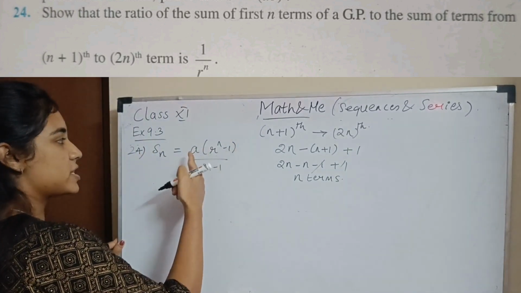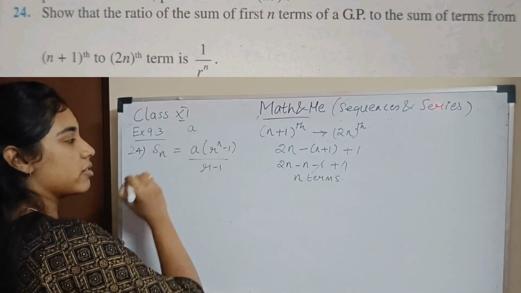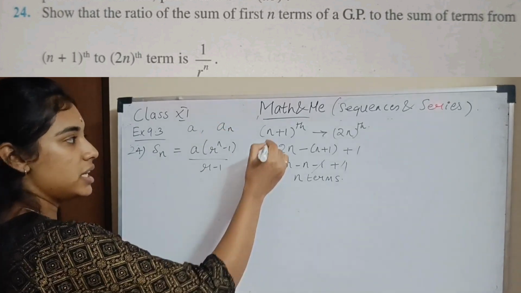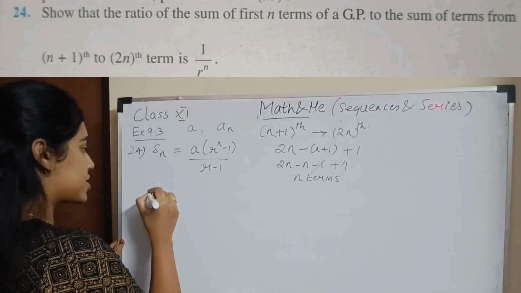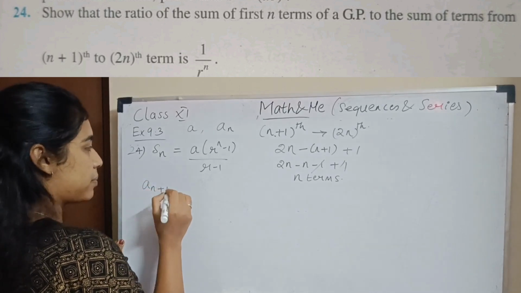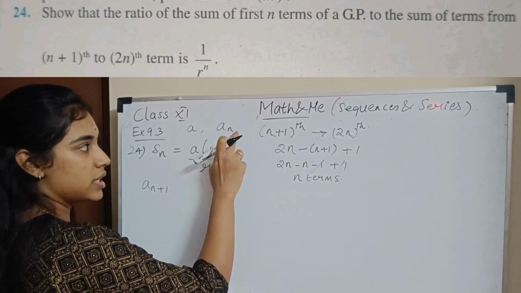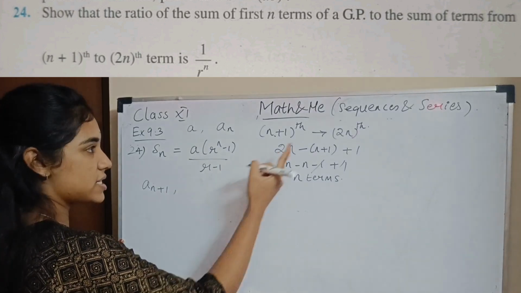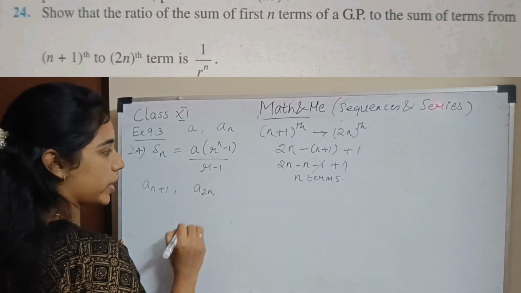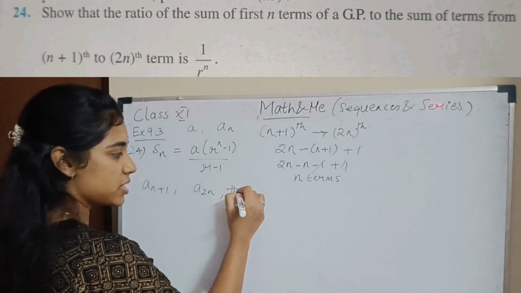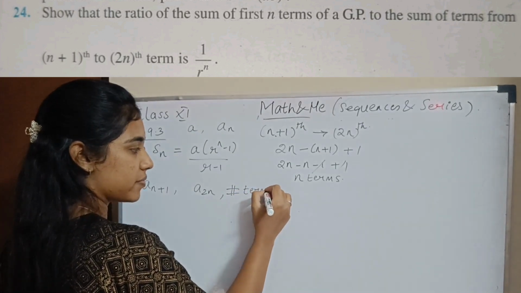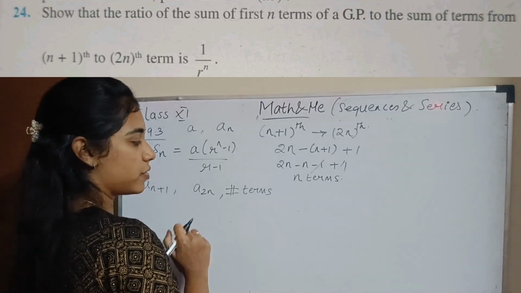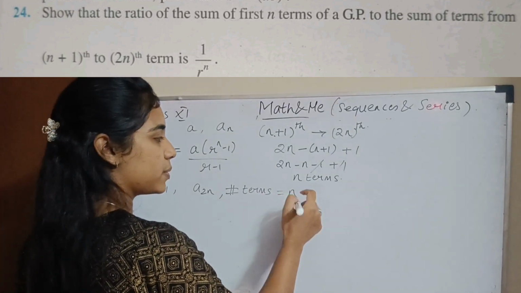So what is my first term here? It is a1. What is my last term? It is an. Similarly, for this, what is my first term? It is a n plus 1, because after an, what is there? A n plus 1. So that is my first term. And what is my last term? It is a 2n. And what is my number of terms? Number of terms equals n.